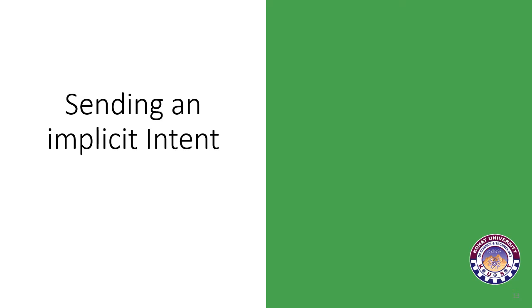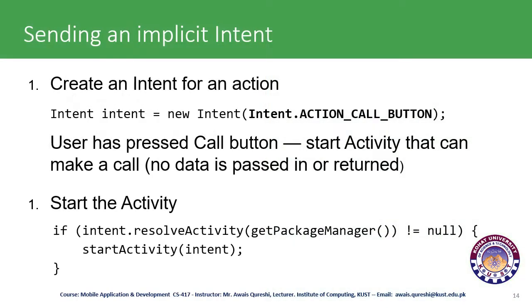So how do we send an implicit intent from one activity to another activity? Here is the code. First, we will create an intent for an action. This is the Intent class, and this is an object which is called an intent. We are creating a new object, and we are passing an argument, and that argument is called an action. This is an action which is going to be passed in the intent.